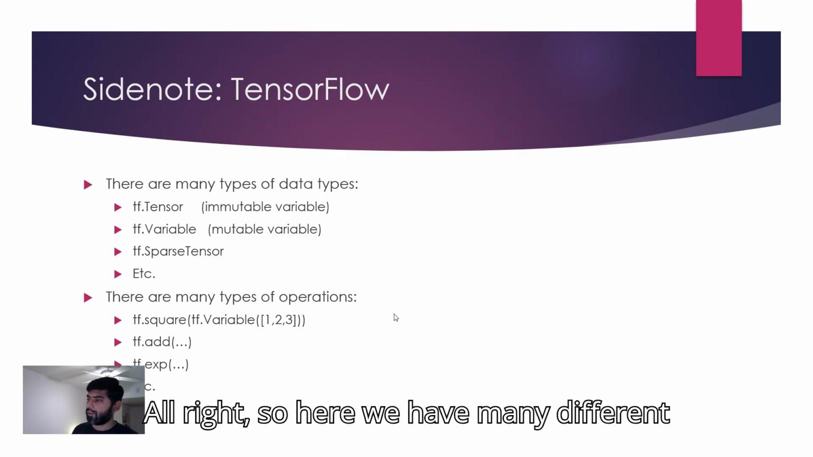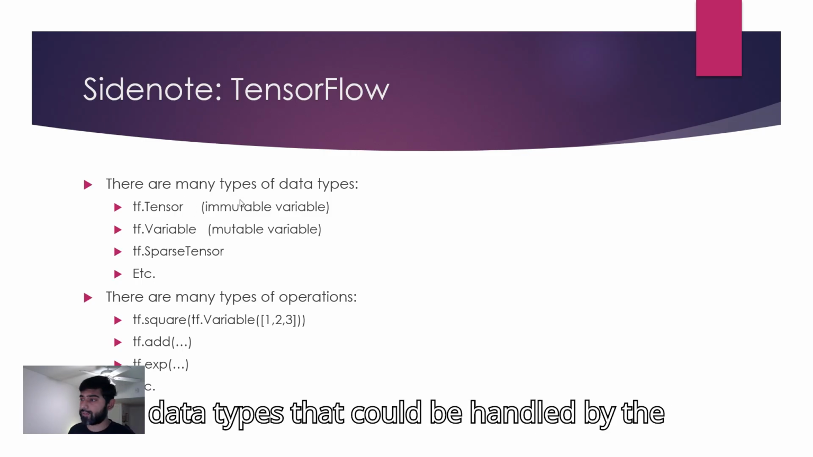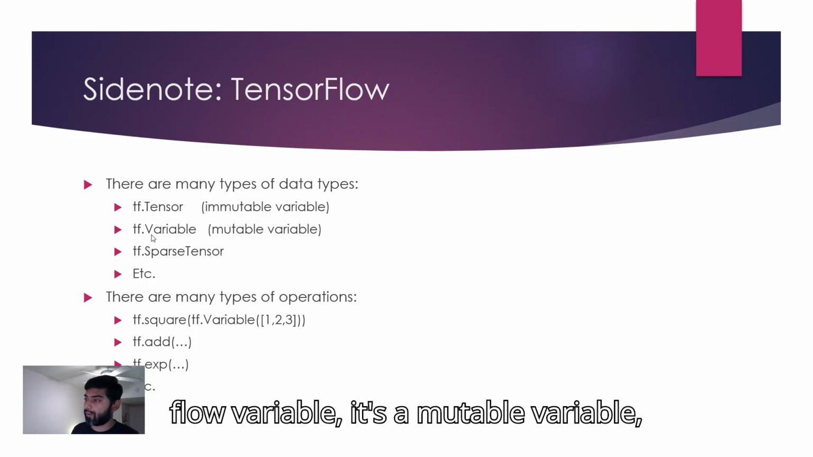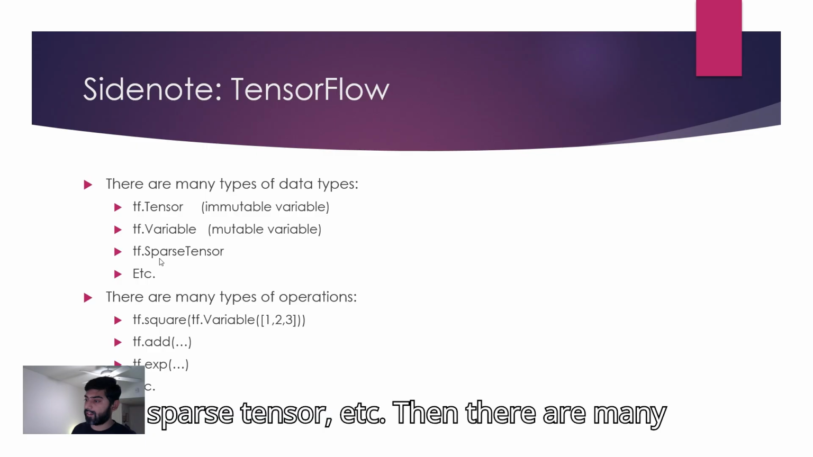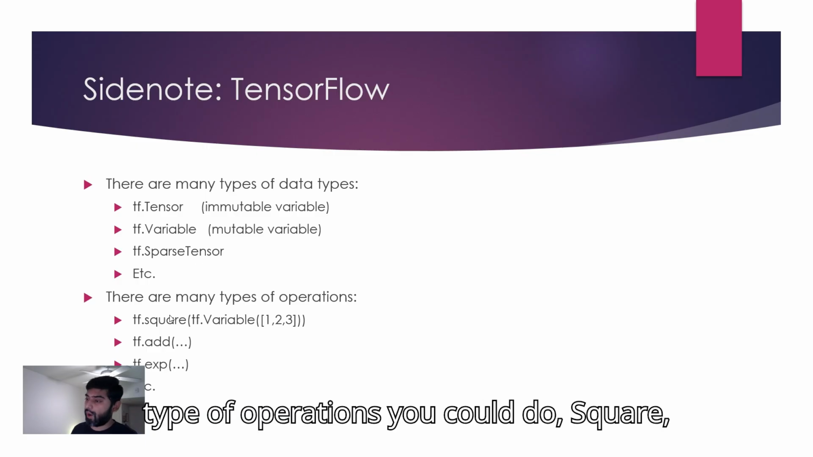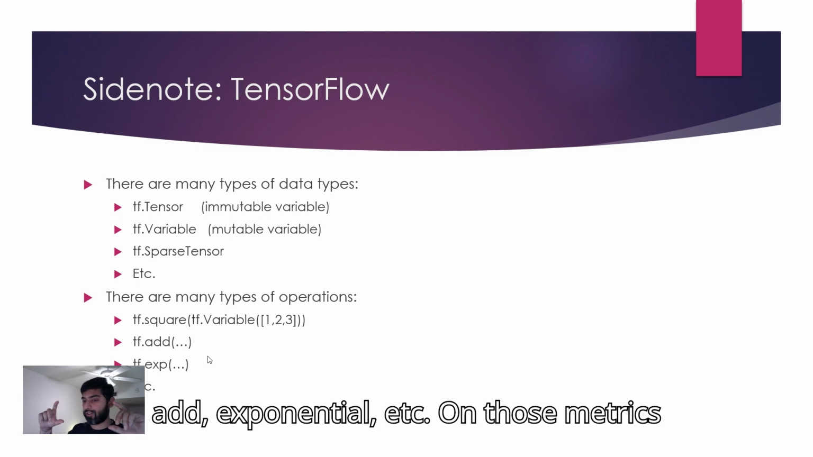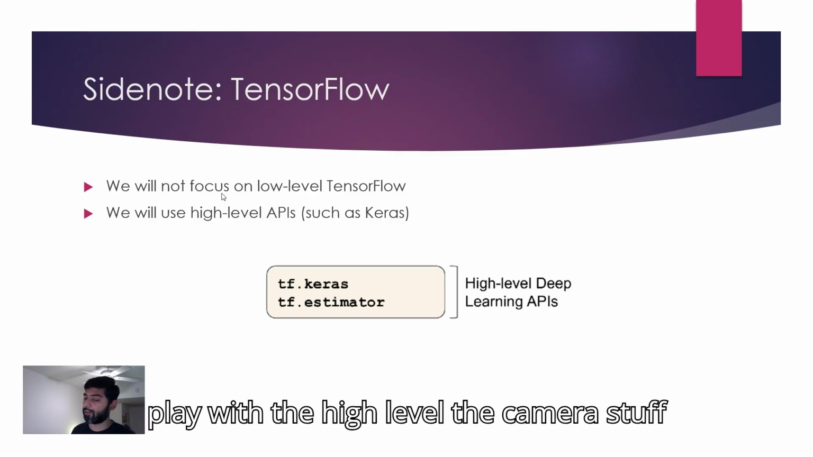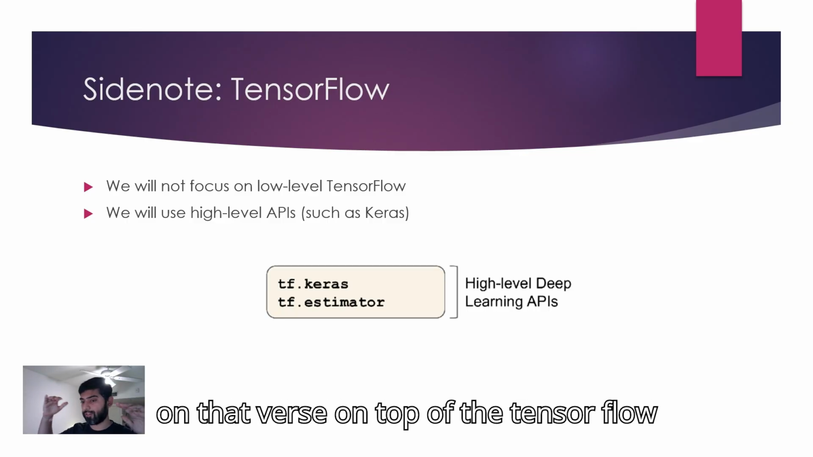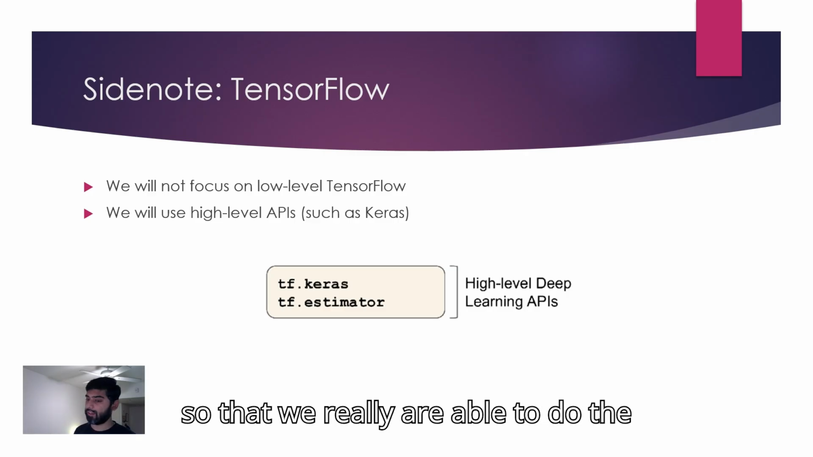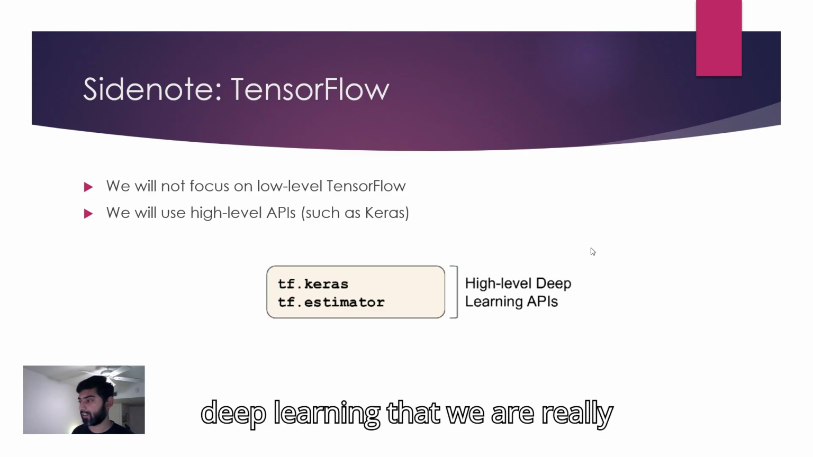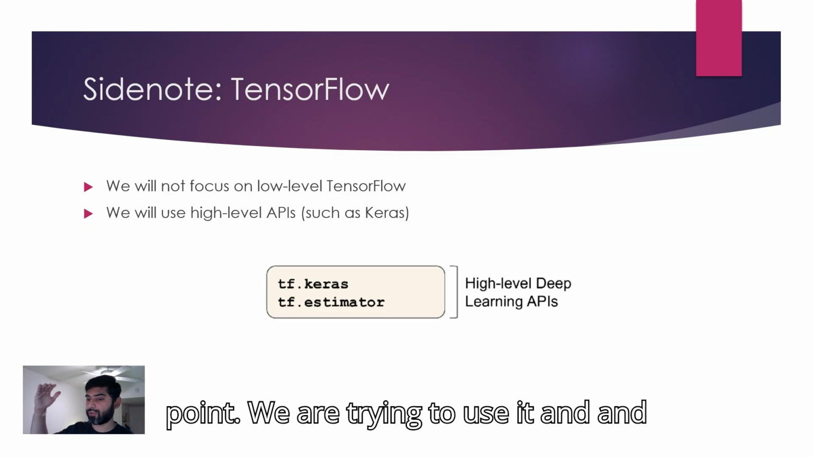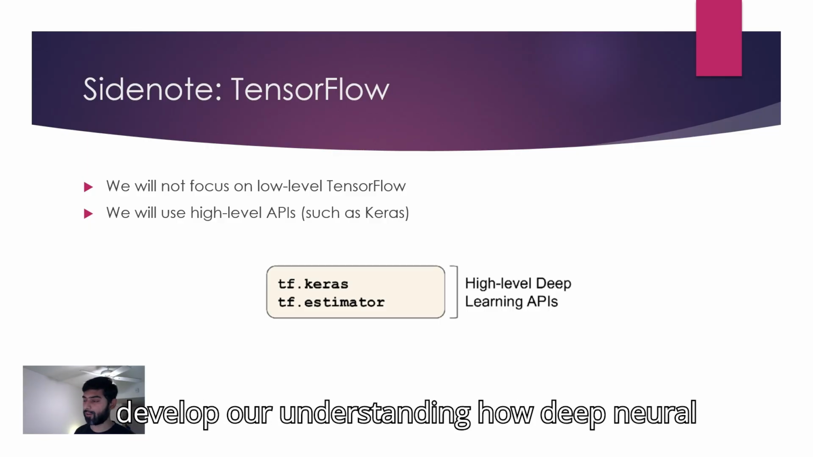Here we have many different data types that can be handled by TensorFlow. A TensorFlow tensor is an immutable variable. A TensorFlow variable is a mutable variable. Then there are sparse tensors, etc. There are also many types of operations you can do on those matrices, like square, add, exponential, etc. We will not focus on low-level TensorFlow. We're going to play with the high-level Keras stuff that works on top of TensorFlow, so that we are able to do the deep learning we are really interested in, not the deep embedded math. We are not developing TensorFlow at this point. We are trying to use it and develop our understanding of how a deep neural network works.